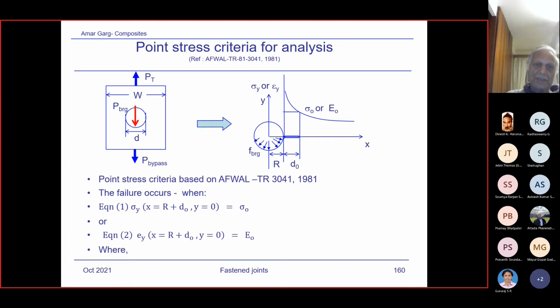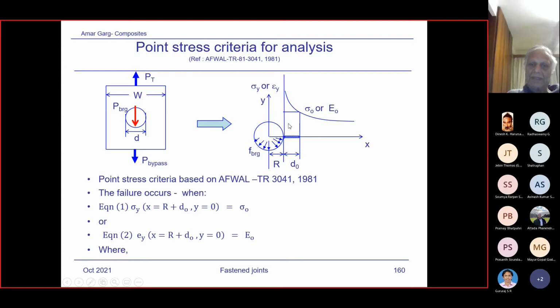Okay, so the procedure is by using a point stress criteria, and I did explain last time a bit of it, but let me just explain a bit more. So you have a plate with a hole, the bearing load over here, and there's a bypass, the total load, and this is a bypass, sorry. So this scenario means all this load being applied over here in addition to the bypass load, of course.